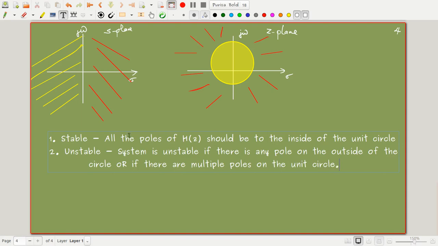What does the second condition say? The first condition says that the system is stable if all the poles are on the inside of the unit circle. And the second condition says that the system is unstable if there are any poles on the outside of the unit circle, or if there are multiple poles on the unit circle. Multiple poles on the unit circle come from multiple poles on the j omega axis, which will be mapped onto the unit circle.